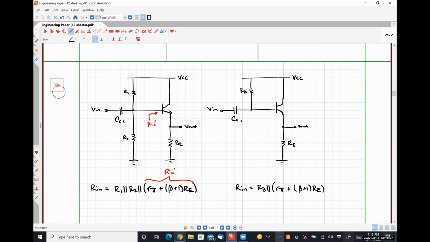What if I had a signal resistance? Right, so if there was a resistor between Vin and this capacitor.